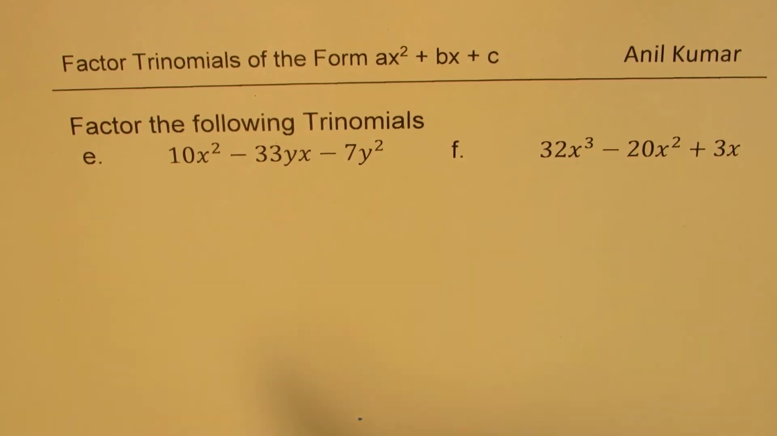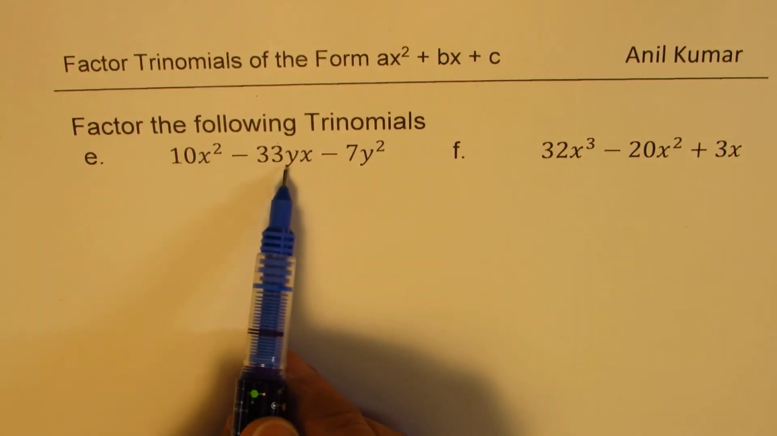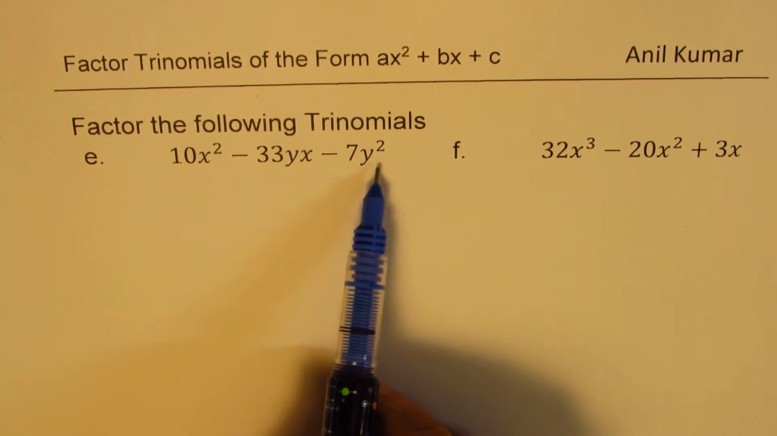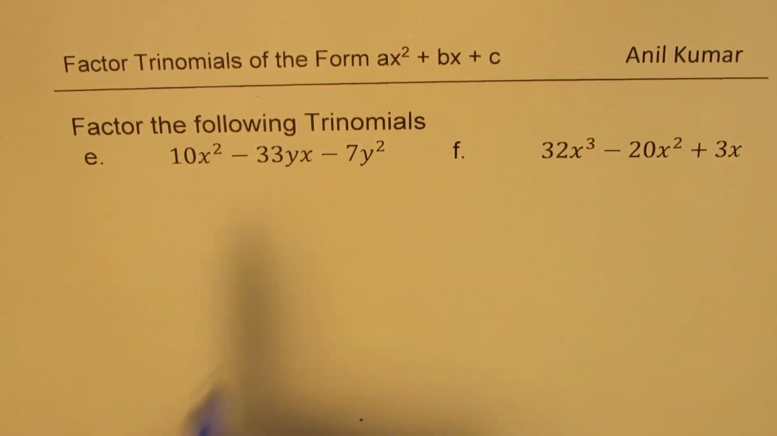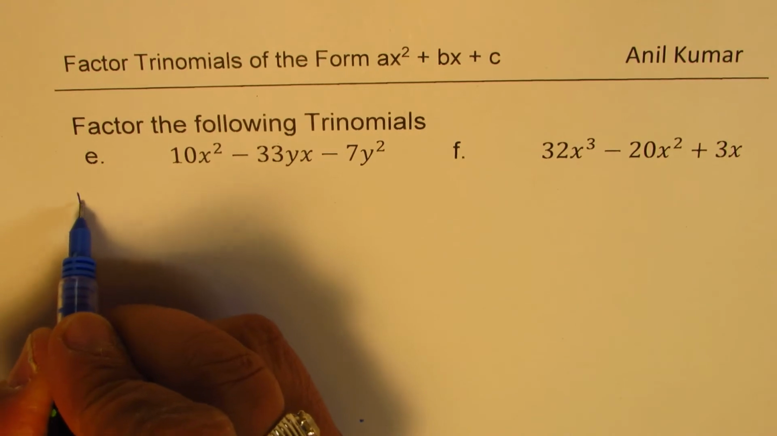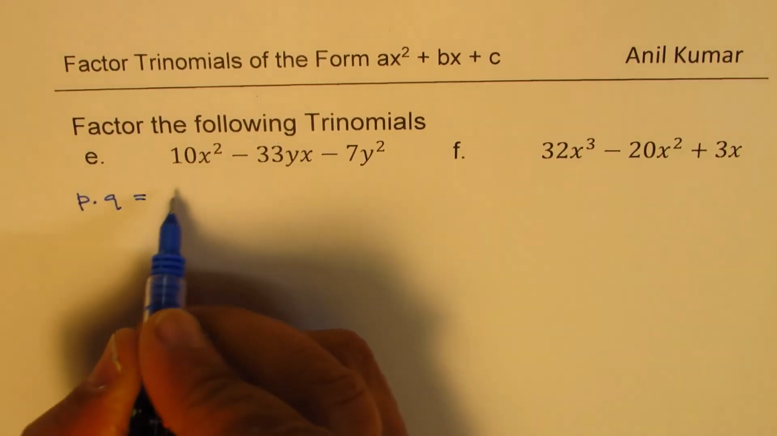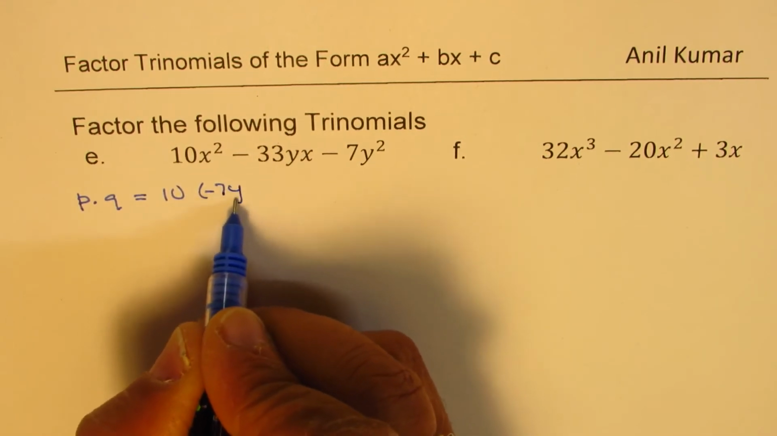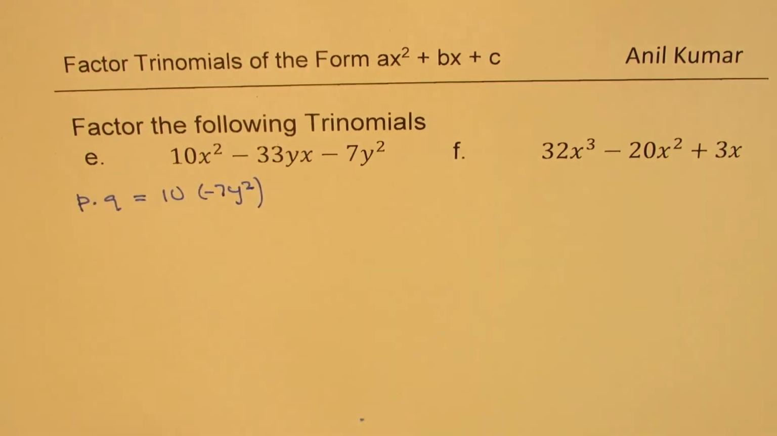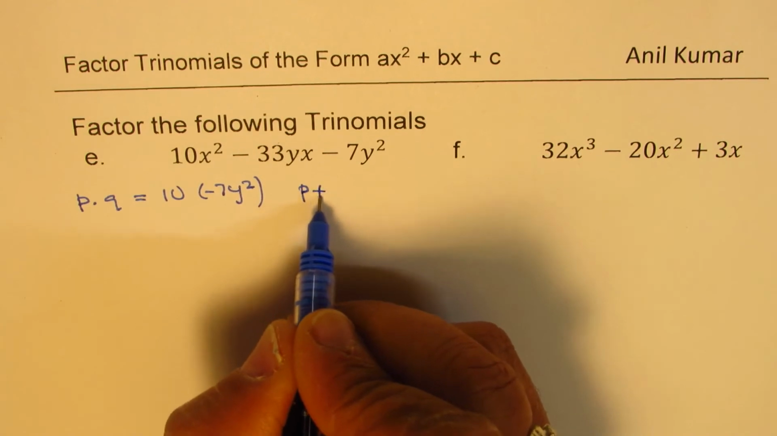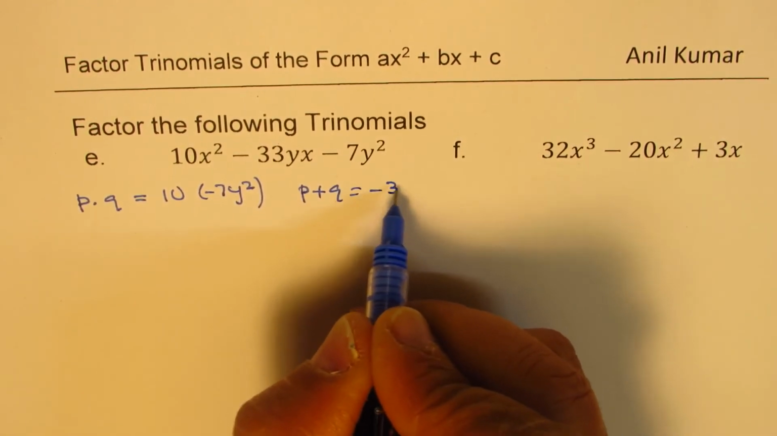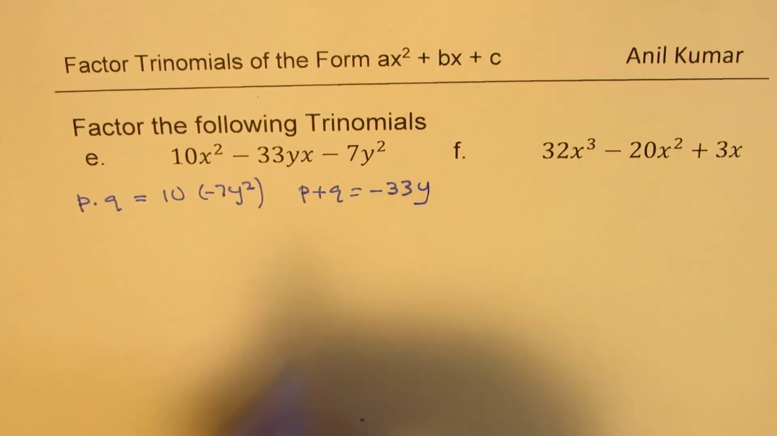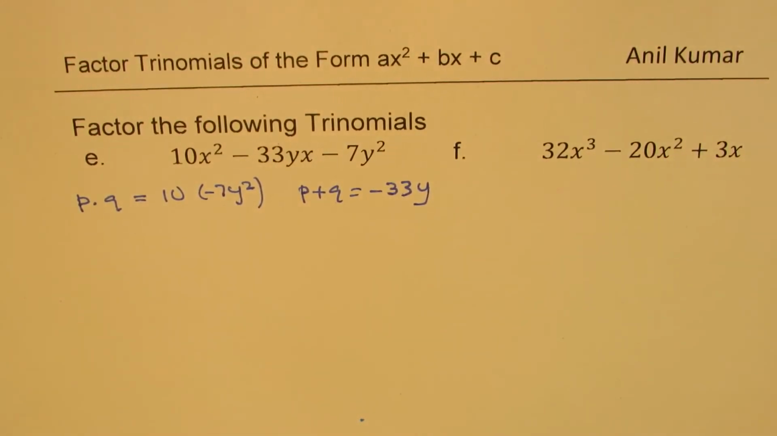Part E. 10x squared minus 33xy minus 7y squared. So we have variables in all the terms. Well, the technique remains the same. We're looking for the product of two numbers to be 10 times minus 7y squared, right? So y will be involved and their sum should be equal to minus 33y, the coefficient of x. So y will be involved. Do you get the idea?